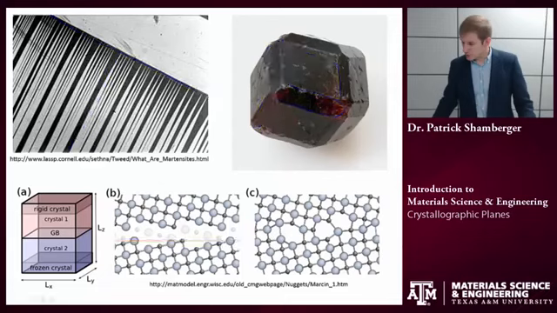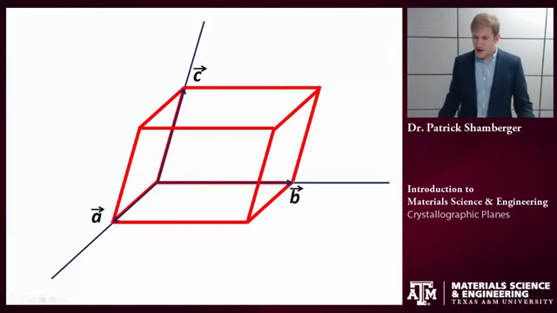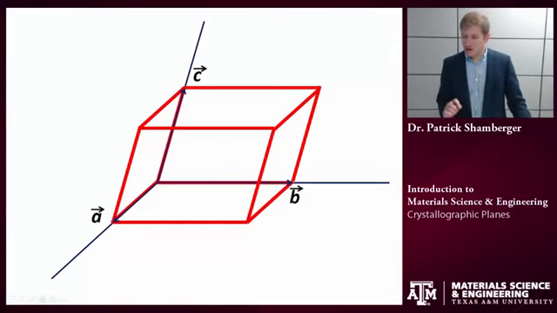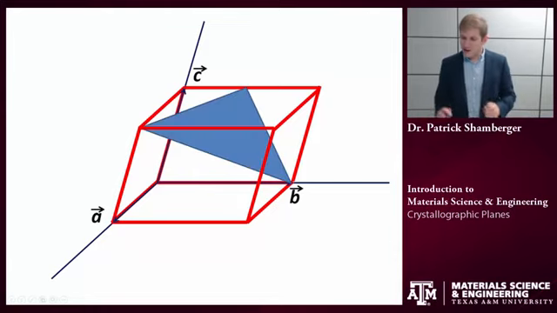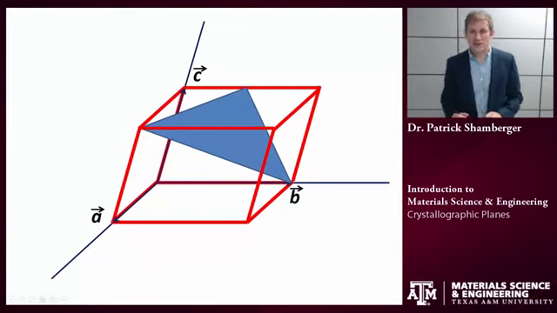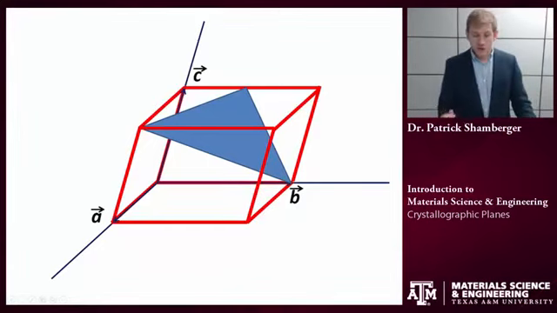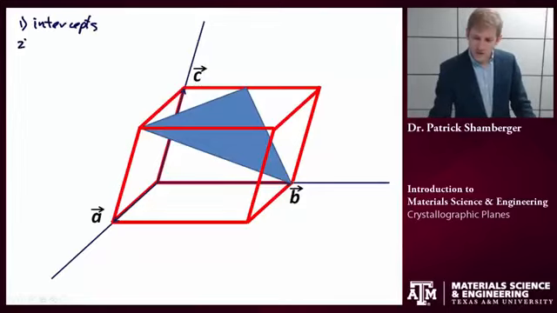So let's try some examples. We're going to start off with a general triclinic axis, so three lattice vectors, different lengths and not perpendicular to each other. And say I have this particular plane that I want to describe. So there are basically three steps that we need to do to index a plane. We need to look at the intercepts. We need to take the inverse. And we need to reduce any fractions.